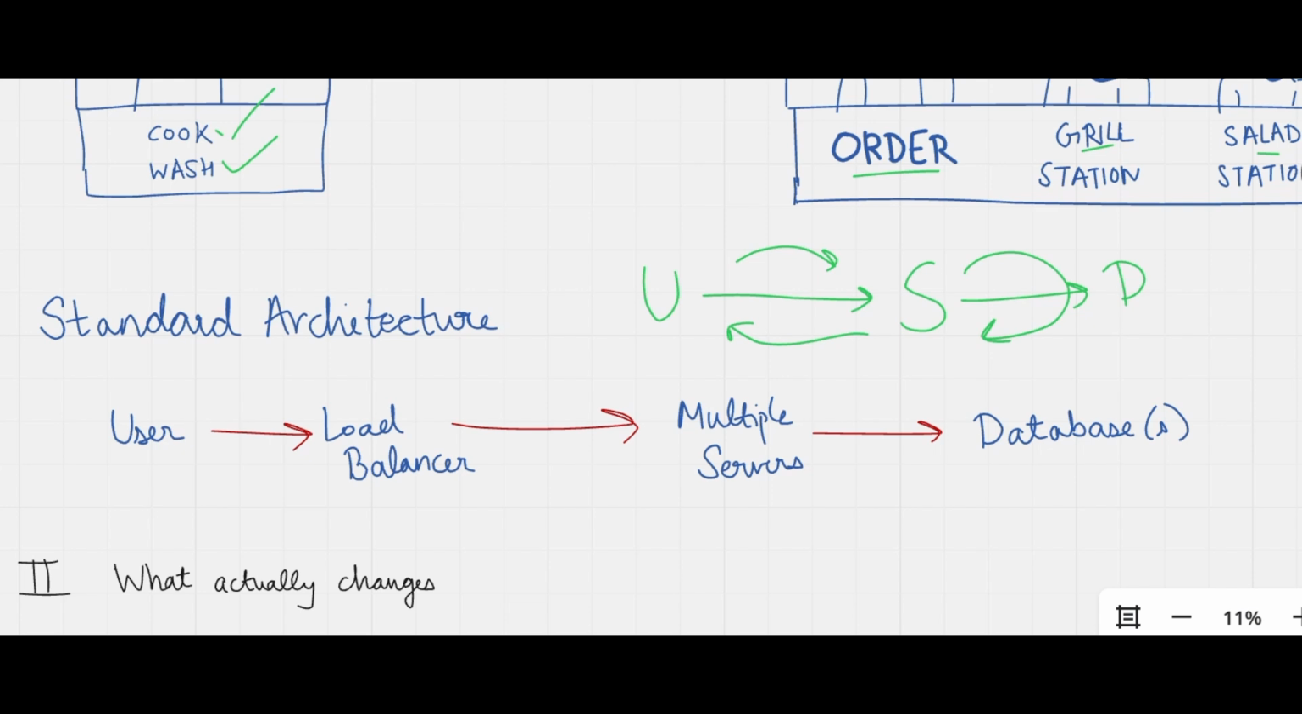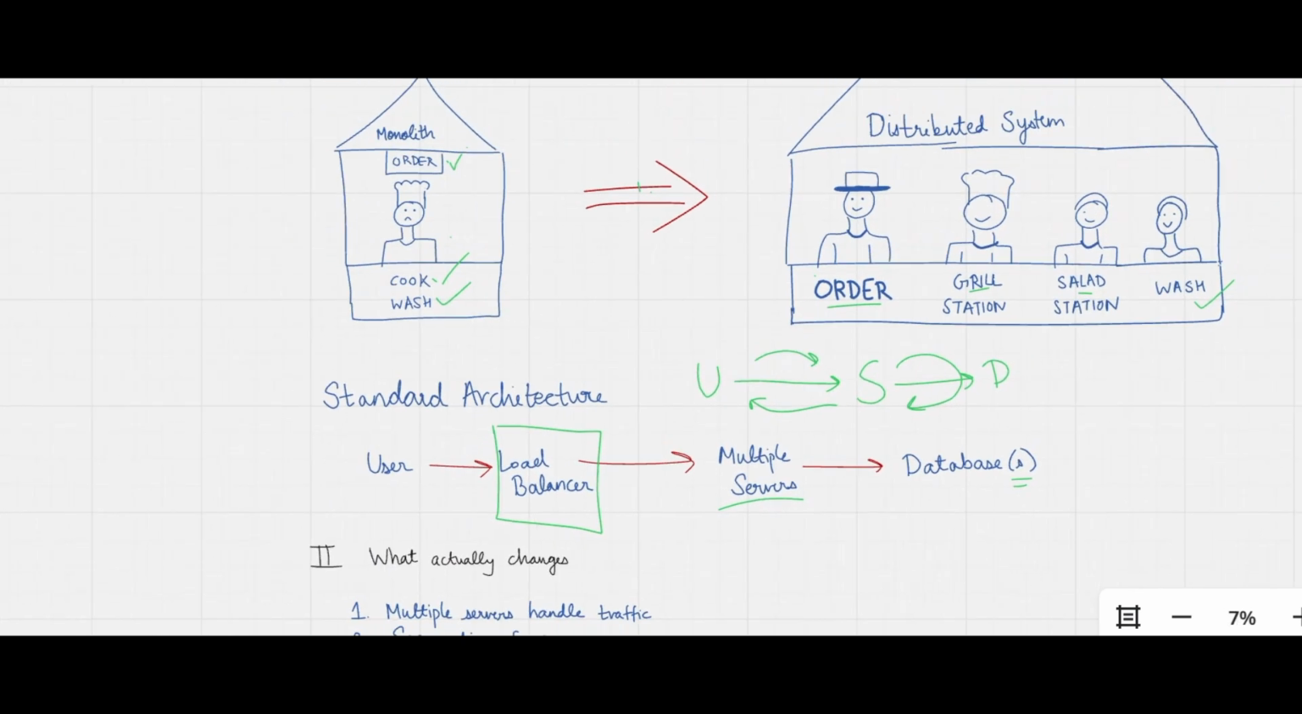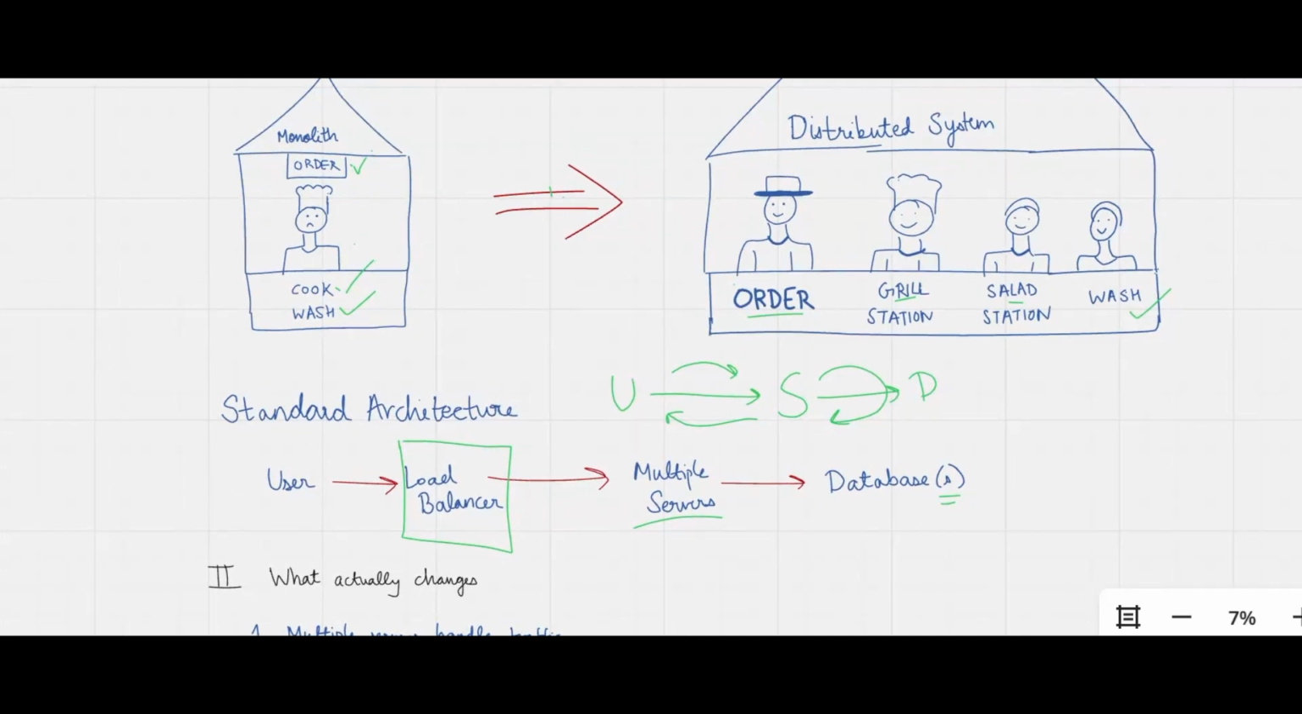Now that we have shifted to a distributed system, you will have multiple servers, right? These servers are connected to your database, or if you have multiple databases as well, we'll come to that later. And these multiple servers are now not directly receiving the user's request. Now there is a load balancer in between. If I take the restaurant example, this manager who is taking your orders is exactly like the load balancer.